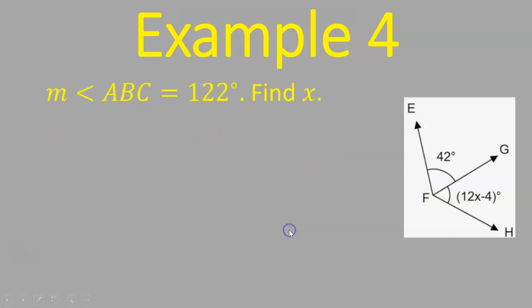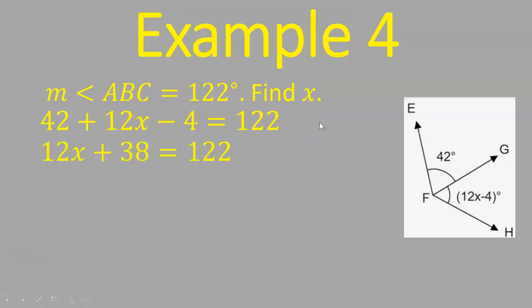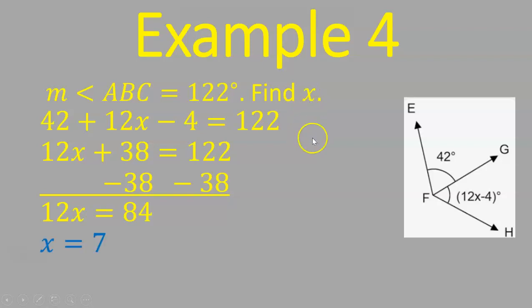Okay, again, we can go algebraic here. We won't actually show the angle addition postulate. The measure of angle, it says ABC, that should say EFH here, so that's a typo. But we're going to say 42 plus 12x minus 4 is equal to 122. Okay, so 42 plus 12x minus 4 is equal to 122. And now we'll use algebra. 12x plus 38 is 122. Subtract 38 from both sides. 12x is 84. And this time we're only looking for x. So x is equal to 7.